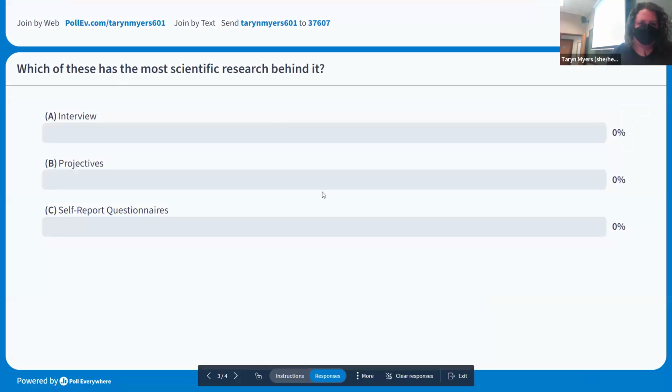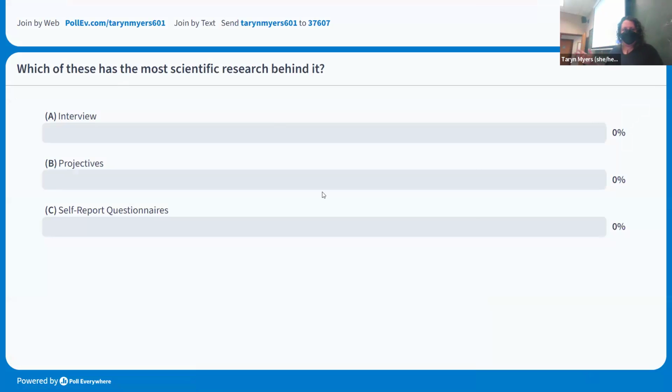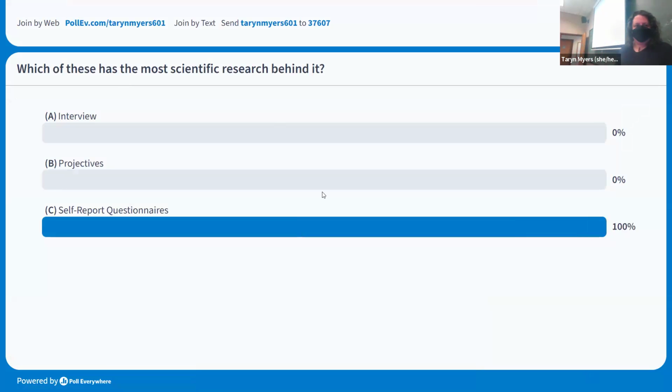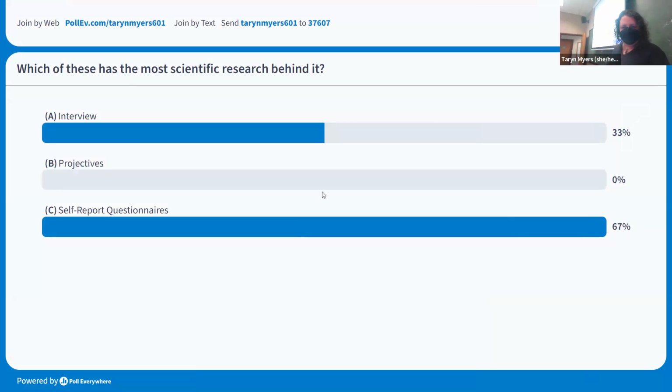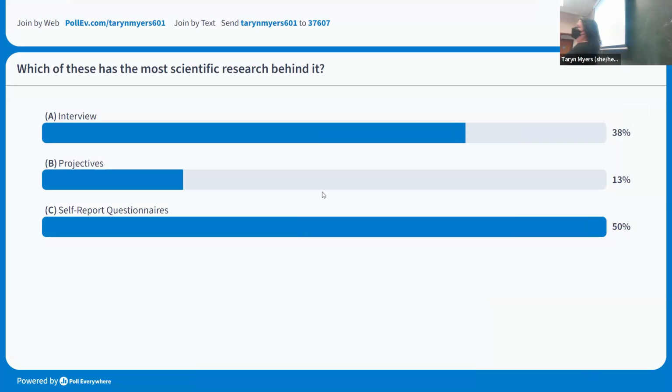So which of these would be your best guess? Which of these types of assessment has the most scientific research behind it? And again, what I love is as you all choose your answer, this will populate on the screen, which is really cool.